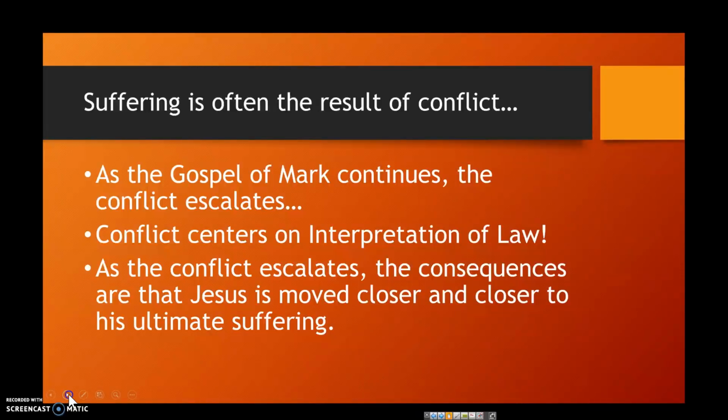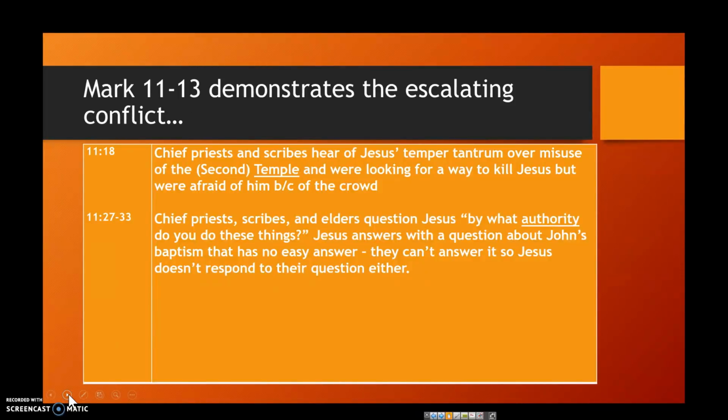So let's see how this is demonstrated in Mark chapters 11 through 13. So I suggest you grab your Bible at this point, open up to chapter 11, so you can kind of follow along with me as I give you these examples. I'm going to go through them pretty quickly.